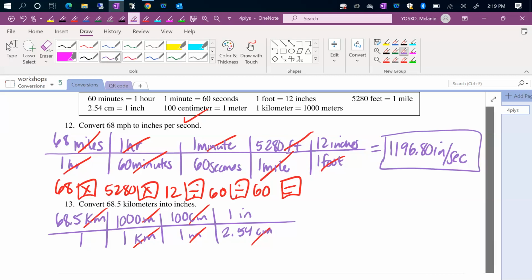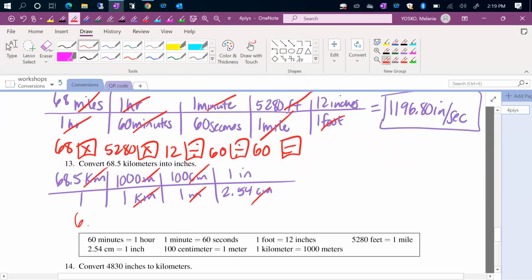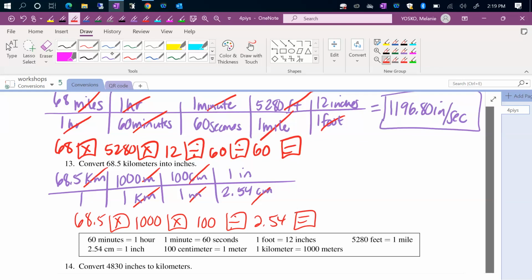Yes. Okay, then in our calculator, you're gonna type in 68.5 times 1,000 times 100 divided by 2.54 equals. Multiply all the way across and divide everything on the bottom. And do you expect the number to get bigger or smaller at the end? A big number. Does that seem reasonable based on what Professor Croissant said? Yes. Because did we go from a bigger unit to a smaller unit? Yes. Exactly, so you're expecting to get a real big number.